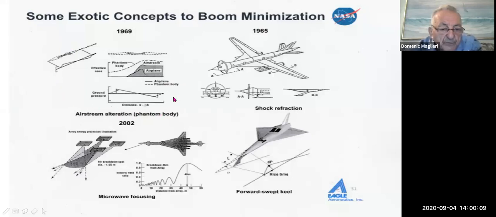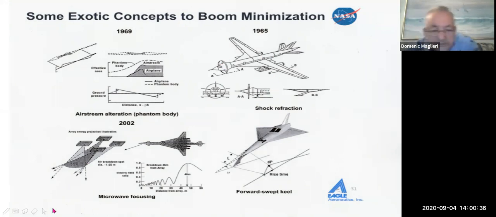One had to do with altering the airstream so that you look like you have a longer body, and thus you have a ramp here instead of the sharp nose. There was also microwave focusing, where you kind of build up to the first shock. They had a forward swept keel that also did the same thing, increase rise time. And of course, you had Dr. Redhorst, who was really going to eliminate the boom.